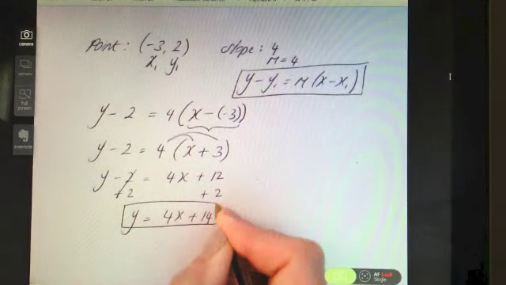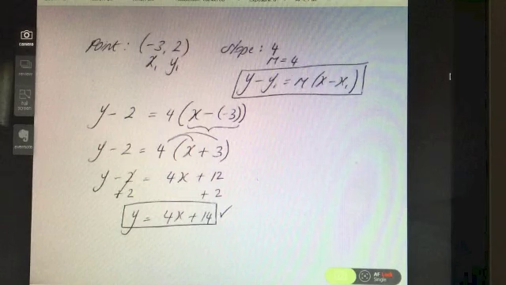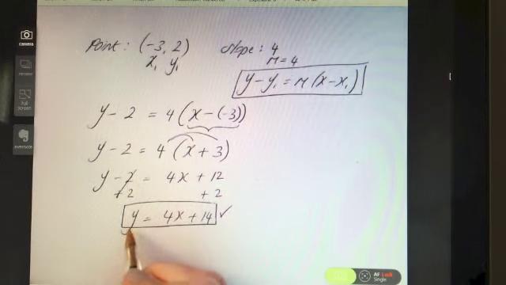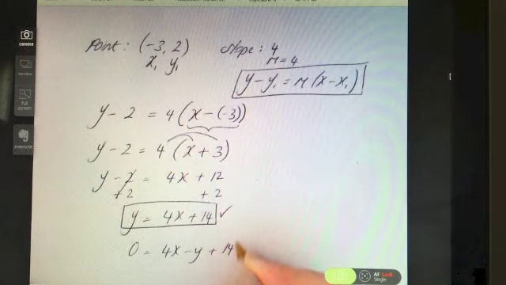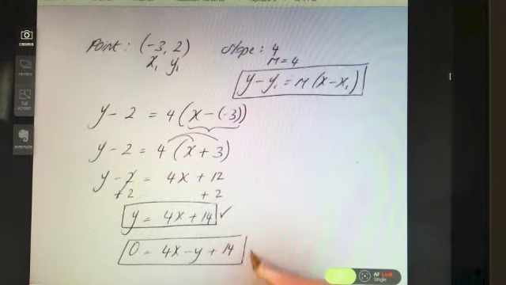And there's your answer. And I am also going to manipulate it in another way. If I was to take y from both sides, I would get 0 equals 4x minus y plus 14, which is also correct.